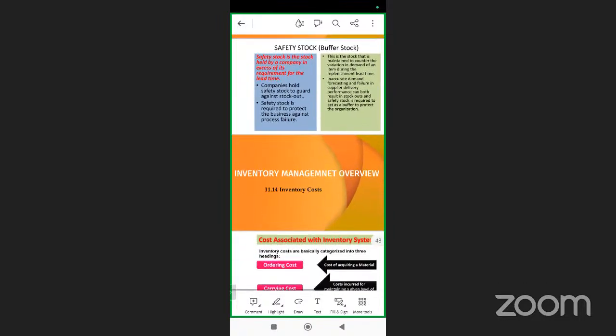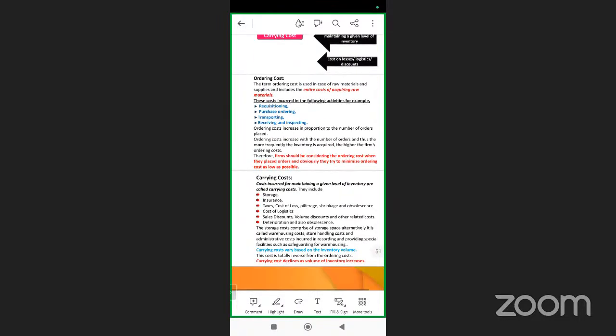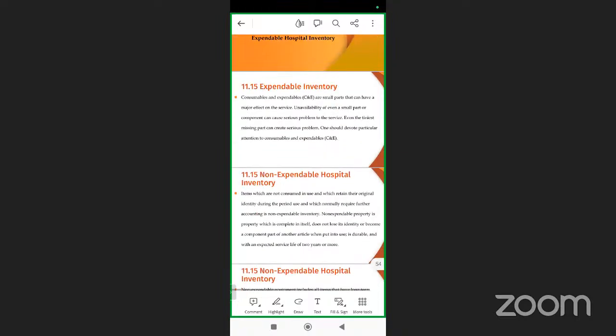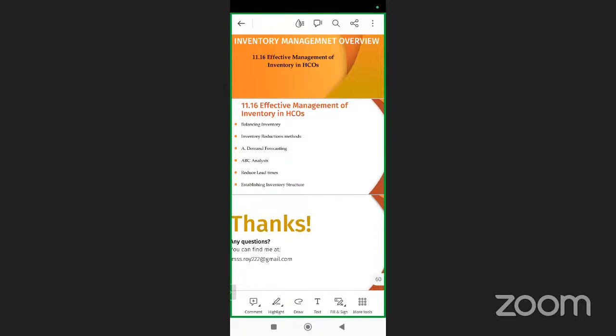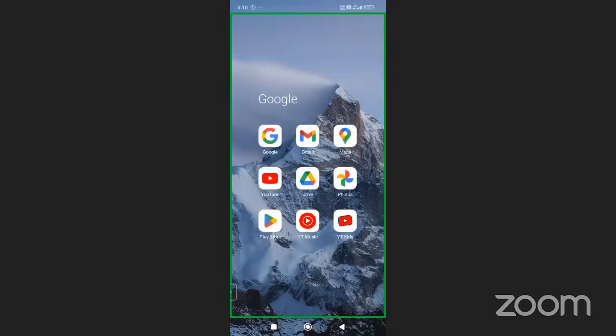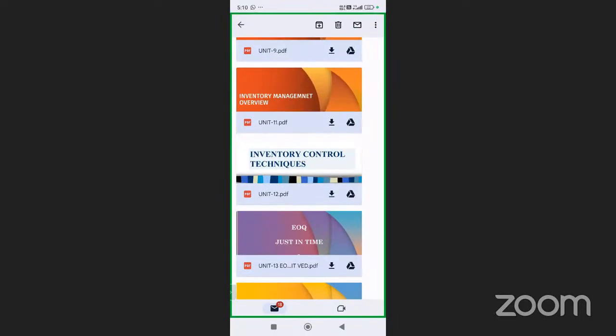So already we discussed these inventory costs. Next, techniques. Let me open another PPT now. Inventory control techniques.